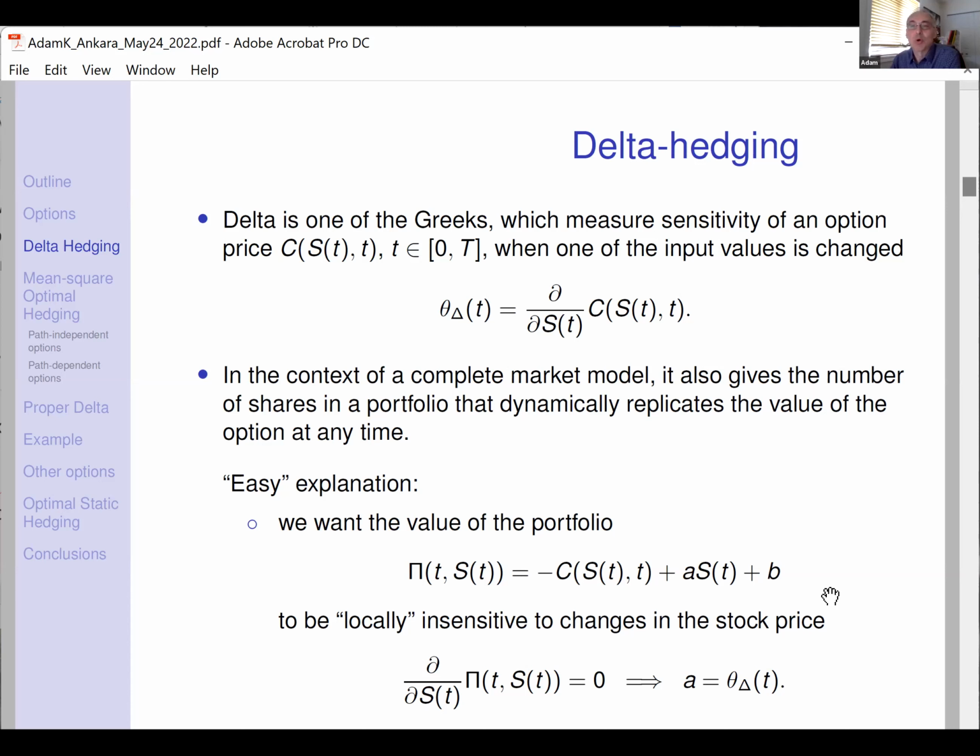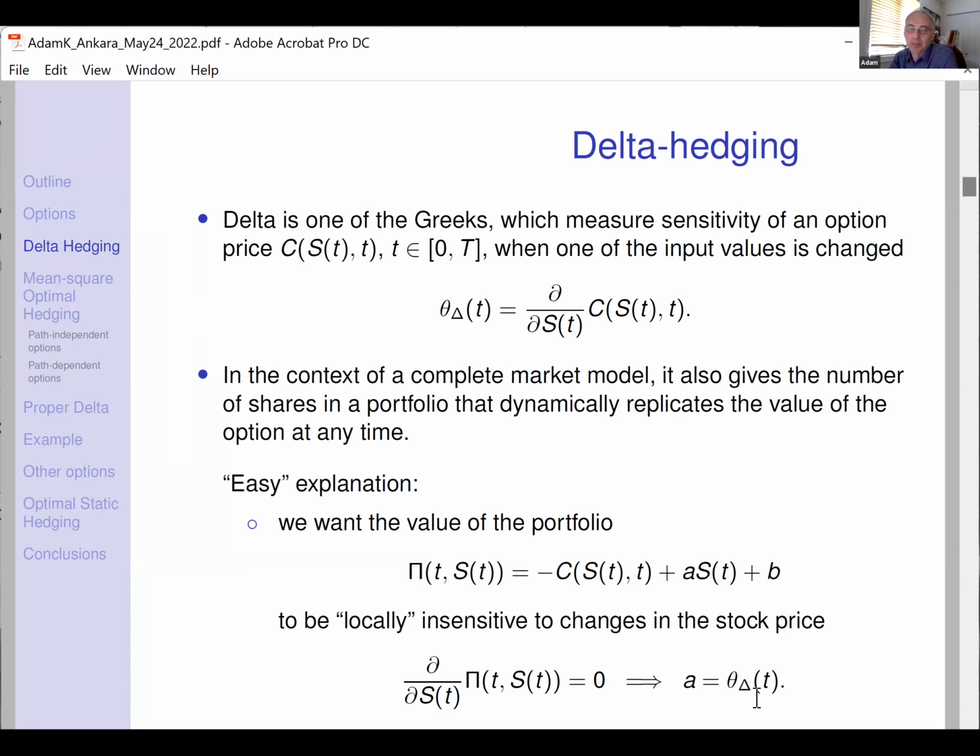How can we quantify, how can we measure the change? Simply, we can find the derivative of the value of the portfolio with respect to the price of the underlying and equate it to zero. So if I calculate the derivative and equate to zero, we find that the position in the security should be equal to the derivative of the price of the option with respect to S. This is a quite intuitive explanation.